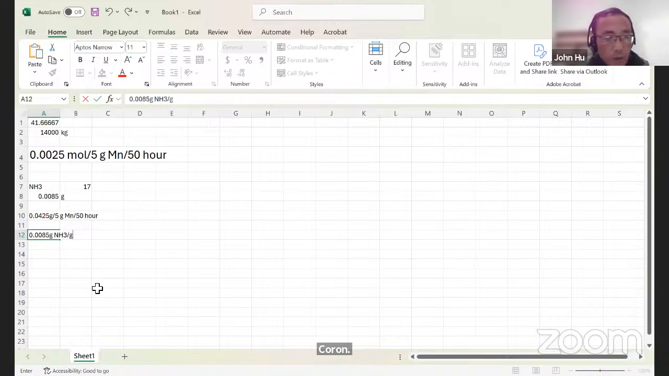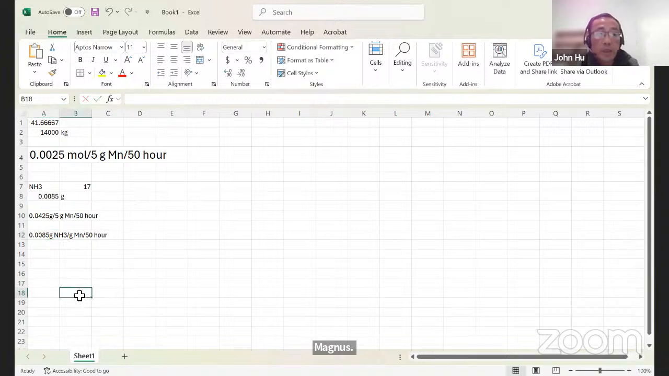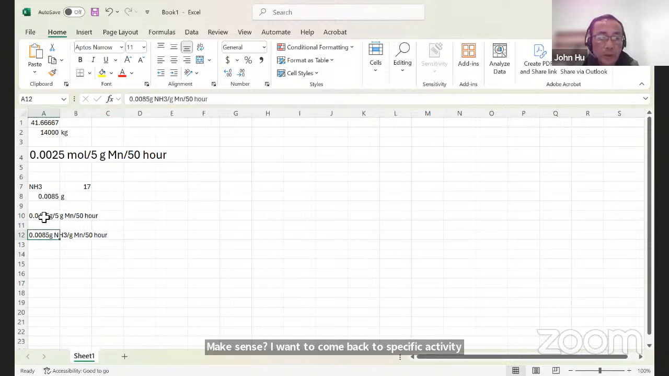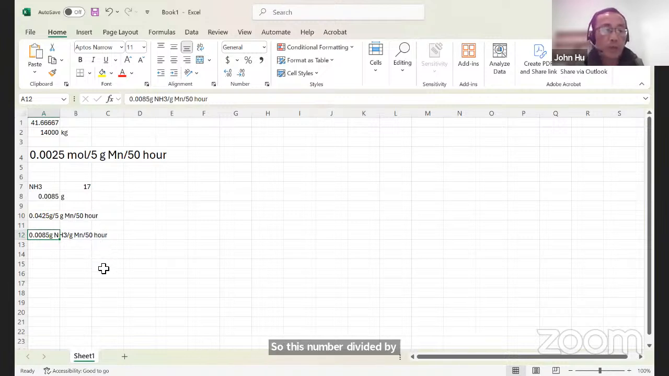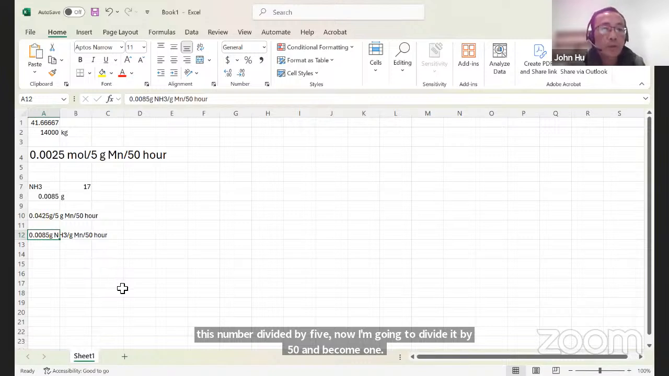Now I'm changing gram manganese. 50 hours, all right? Make sense? I want to come back to specific activity. So first I changed mole, and then I divided by 5. Now changing the gram. So this number divided by 5, changed gram. Now I'm going to divide by 50, then it becomes 1 hour. Then the picture will be clear. So now I keep on changing.